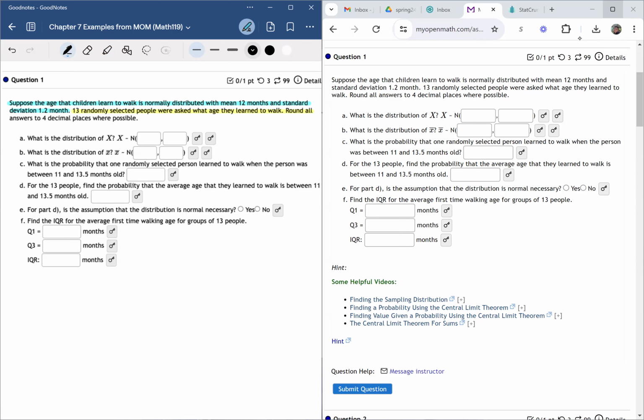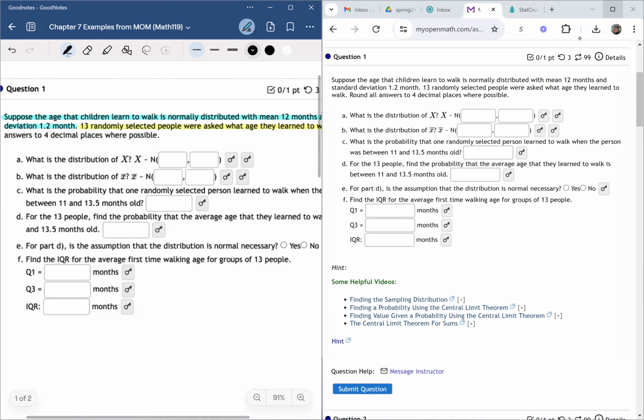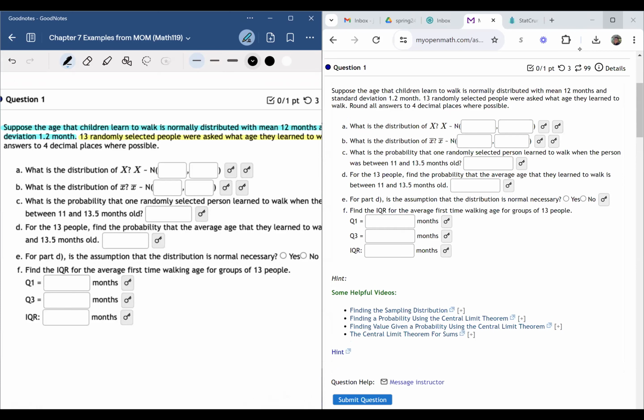It says, what is the distribution of X? And in this case, we're looking at the age that children learn how to walk. This is a reminder of going back to our chapter 4, I believe, oh no, chapter 6, where we're looking at the normal distribution, okay? And so we have this X squiggle N, and in the first box, we're going to put the mean, and in the second box, we're going to put the standard deviation, okay?